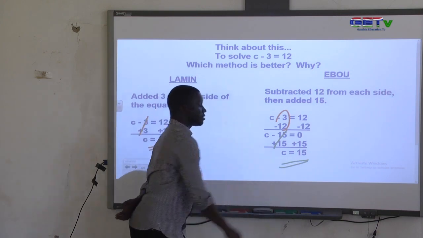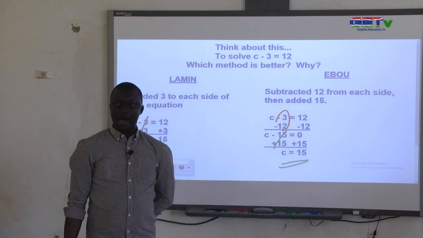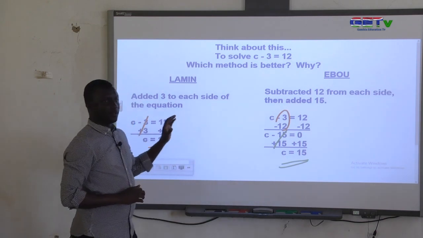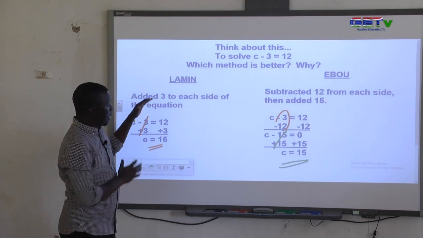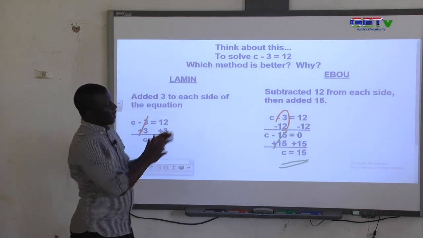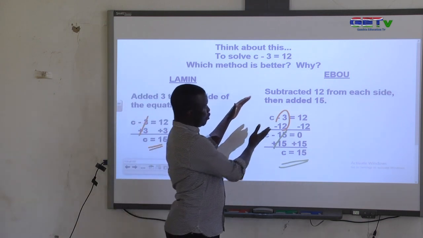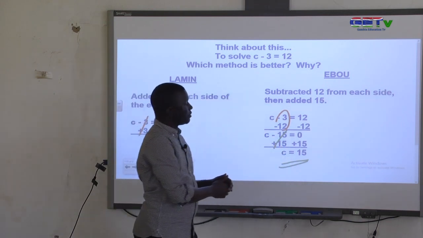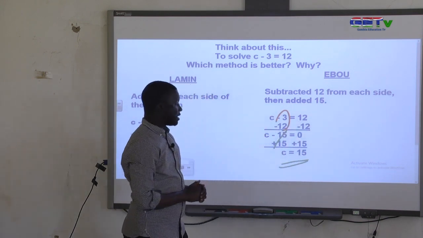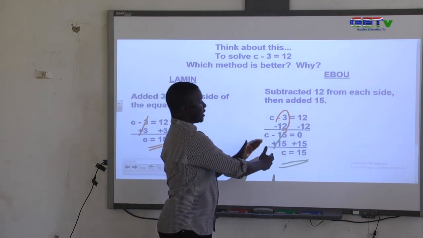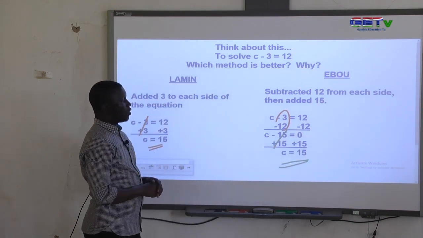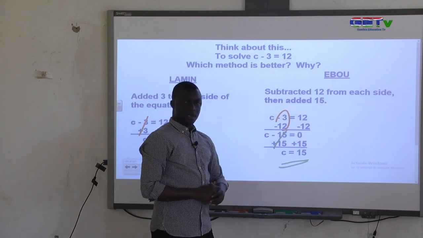Now the question is, both Lamin and Ibu have the same answer. As we can see, Lamin's work is only a one-step solution, and Ibu's work is a two-step solution. He subtracted 12 from both sides, and then added 15 onto both sides to undo the negative 15 and isolate the variable.